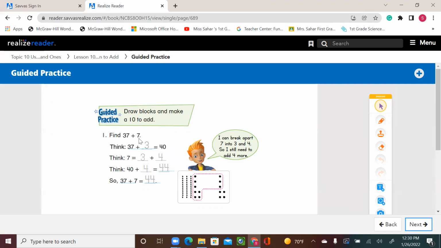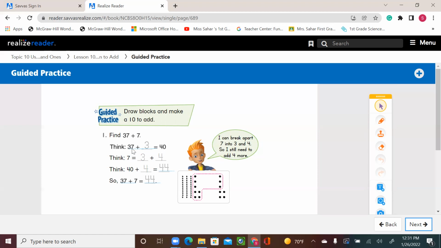Find 37 plus 7. So you ask yourself a question, 37 plus 7. I can break apart the 7 into two numbers. I can break it into 5 plus 2, 3 plus 4, or 6 plus 1. But remember, when I'm breaking apart the 7, I have to look for the number that is easy when I add it to that first addend to give me a 10. So 37 plus 3 is going to give me 40, because 3 plus 7 equals 10. When I have 40, I know it's easy to add.